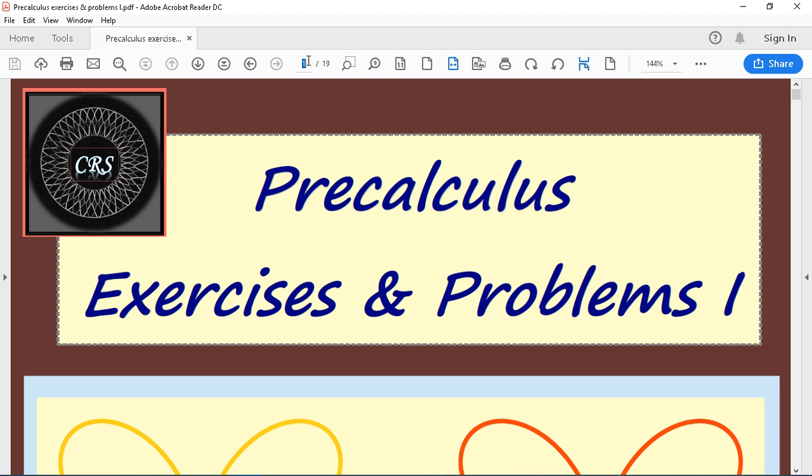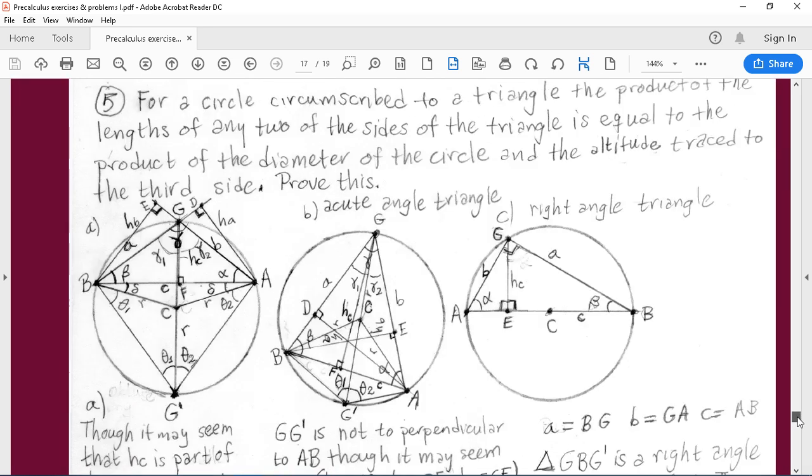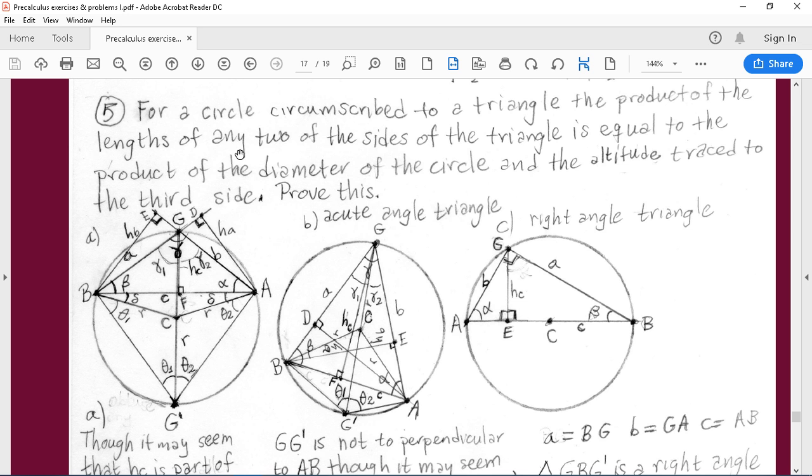In this video we're going to continue with the geometry problem that says for a circle circumscribed to a triangle, the product of the lengths of any two of the sides of the triangle is equal to the product of the diameter of the circle and the altitude or height traced to the third side.